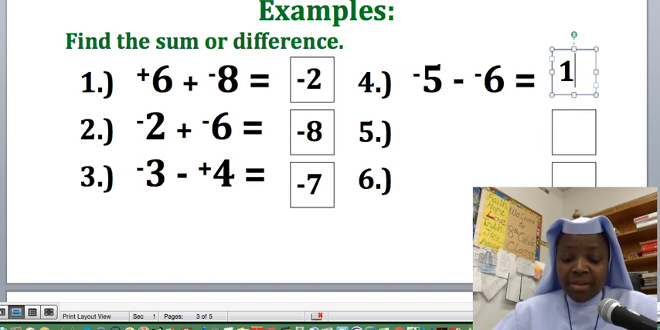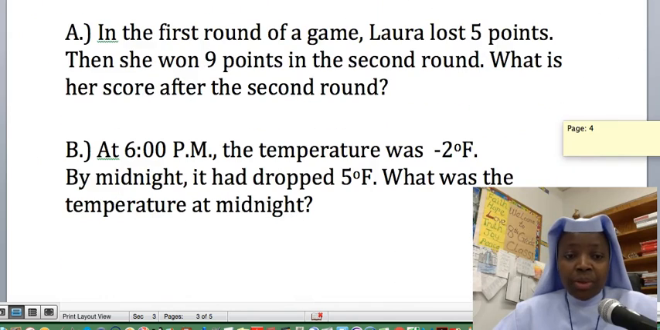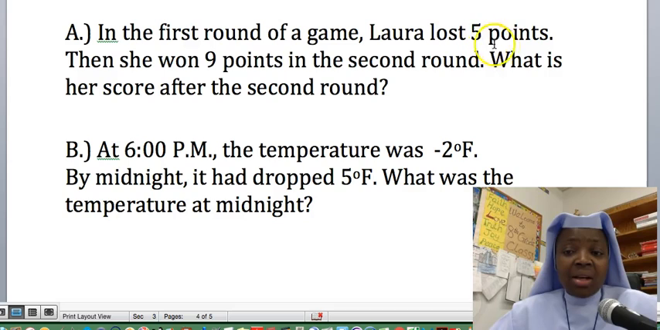Okay, so now for number 5 and 6, we're going to do word problems. In the first round of a game, Laura lost 5 points. Then she won 9 points in the second round. What is her score after the second round? So let's interpret this. In the first game, she lost 5 points. Losing 5 points would be -5.